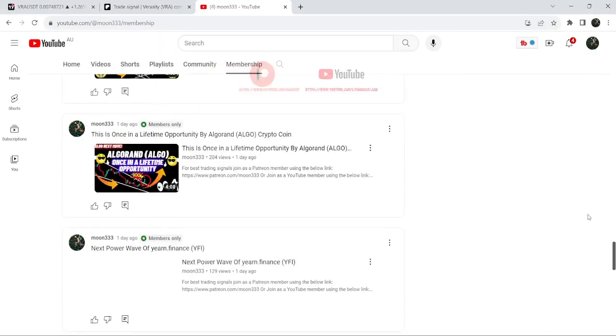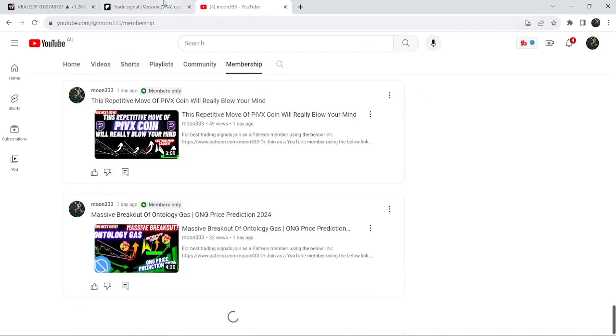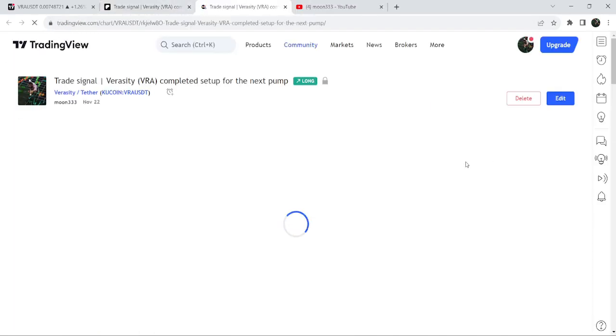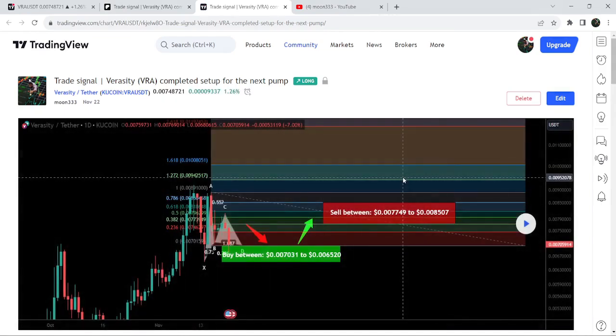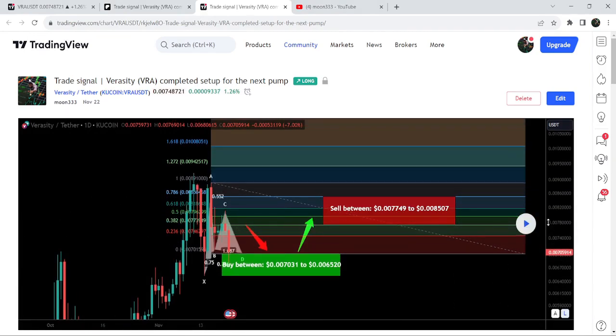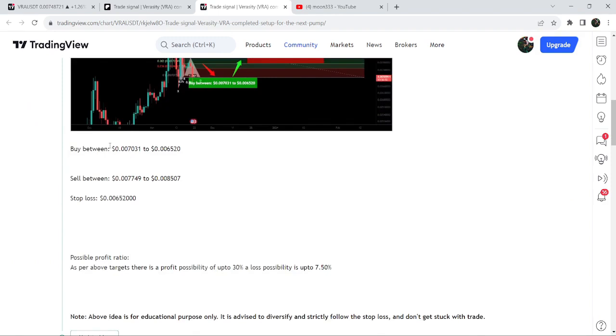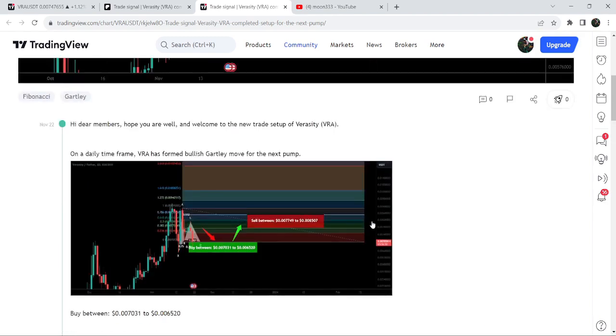Let's start the analysis, and first of all, let me begin with my most recent trade signal for Verasity that I shared on 22nd of November 2023 with my members, and that was a harmonic bullish reversal Gartley pattern that Verasity formed with the US dollar pair on a daily time frame chart. And you can see that this was the buying zone from 7031 to 6520, and this was the sell target zone, and below 6520 was our stop loss.